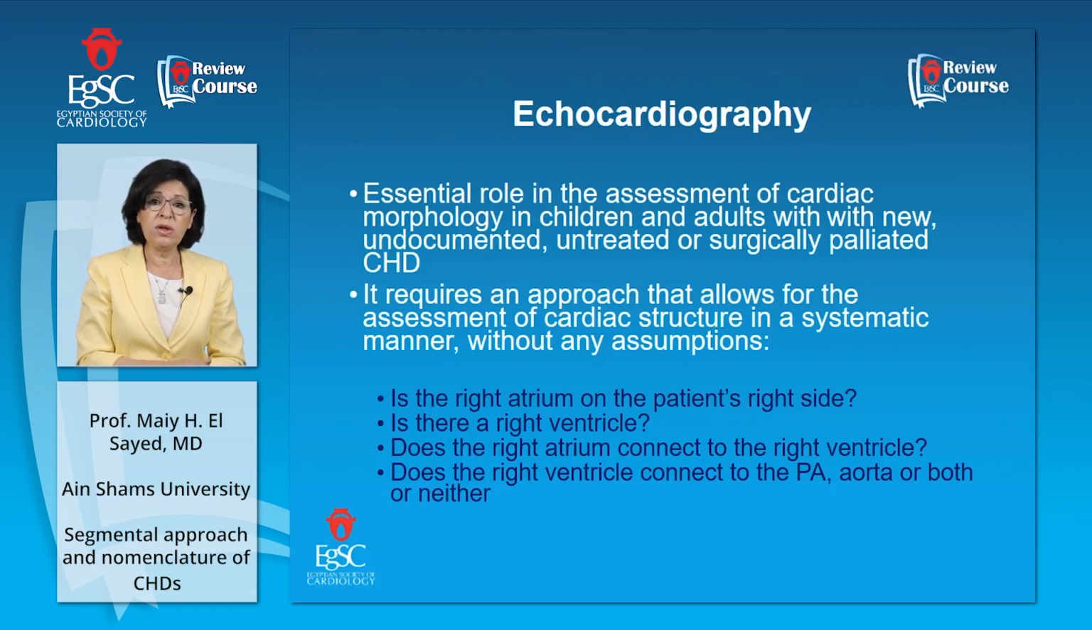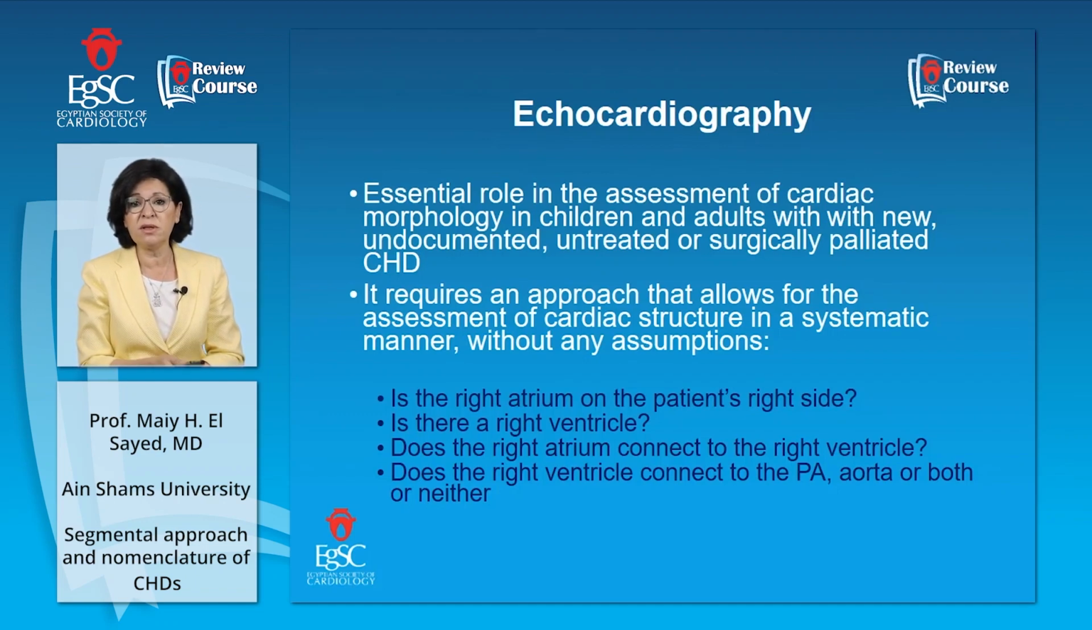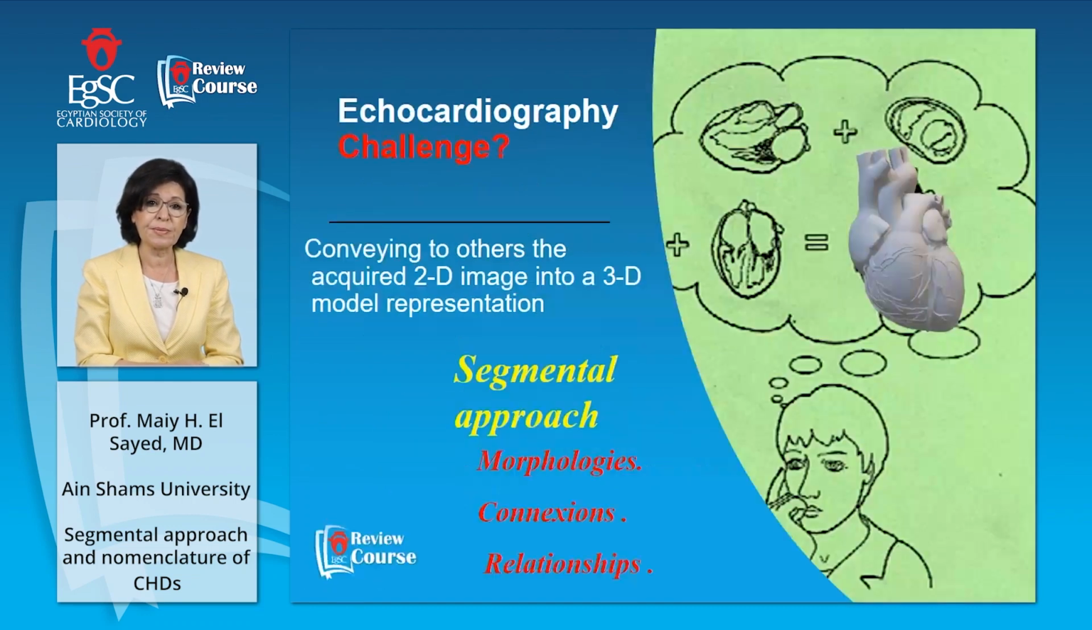What do you use to do that? Echocardiography. It is essential in the assessment of cardiac morphology, and it requires an approach that allows for the assessment of cardiac structure in a systematic manner without any assumptions. For example, is the right atrium on the patient's right side? Does the right atrium connect to the right ventricle? Does the right ventricle connect to a pulmonary artery, to the aorta, or both, or neither? Is there a right ventricle in the first place? These are the questions that you have to answer.